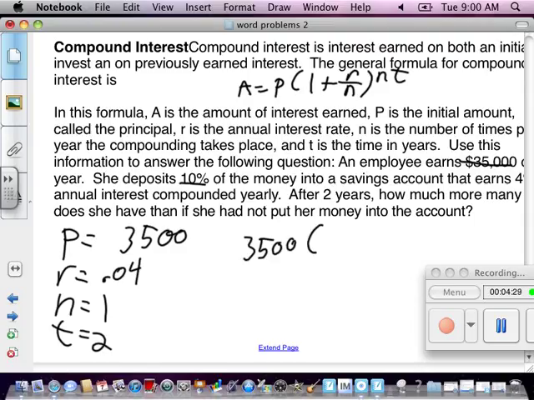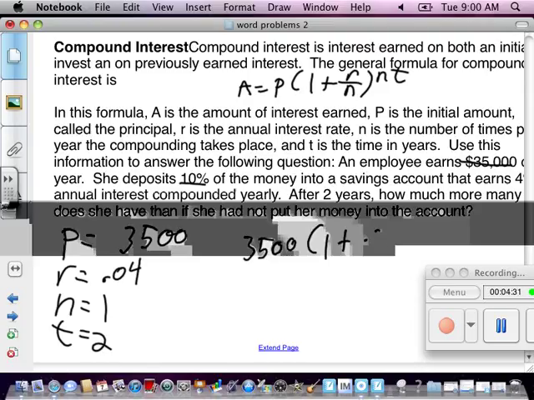3,500 times 1 plus 0.04, because 0.04 divided by 1 is the same thing. 1 times 2 gives me 2. So when I put that in there, she has $3,785.60. That's how much money she has. How much interest did she earn? How would I figure that out?